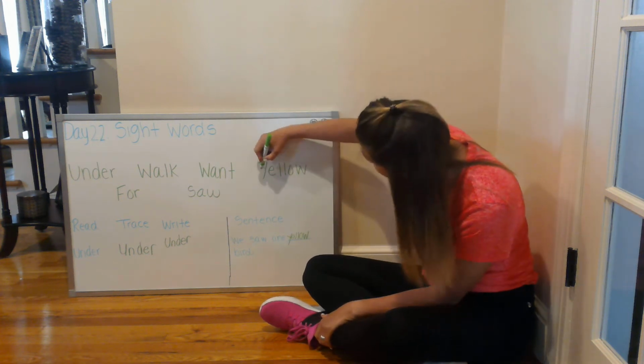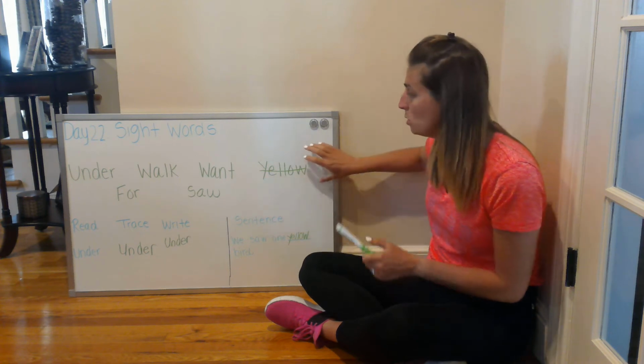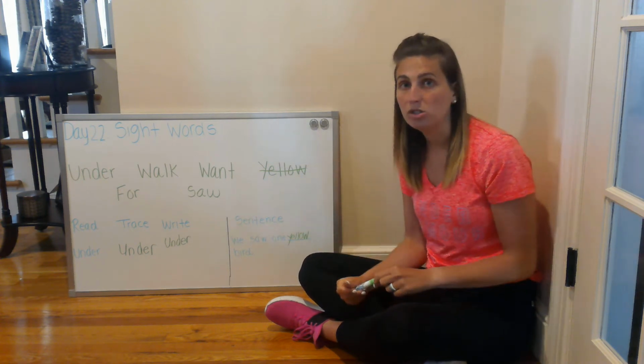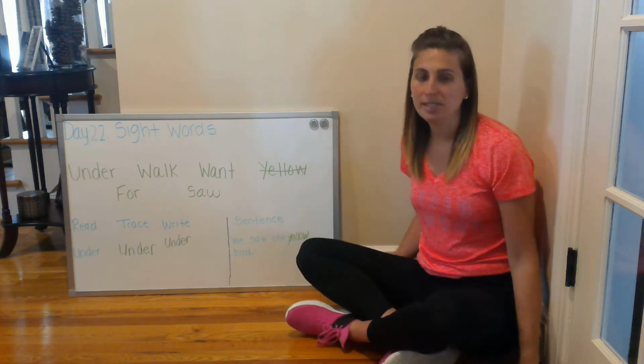Y-E-L-L-O-W. And then I'm going to cross it off here in my word bank because that means that I've used that sight word and I'm not going to be using that sight word again. Now let's complete 2 problems together.